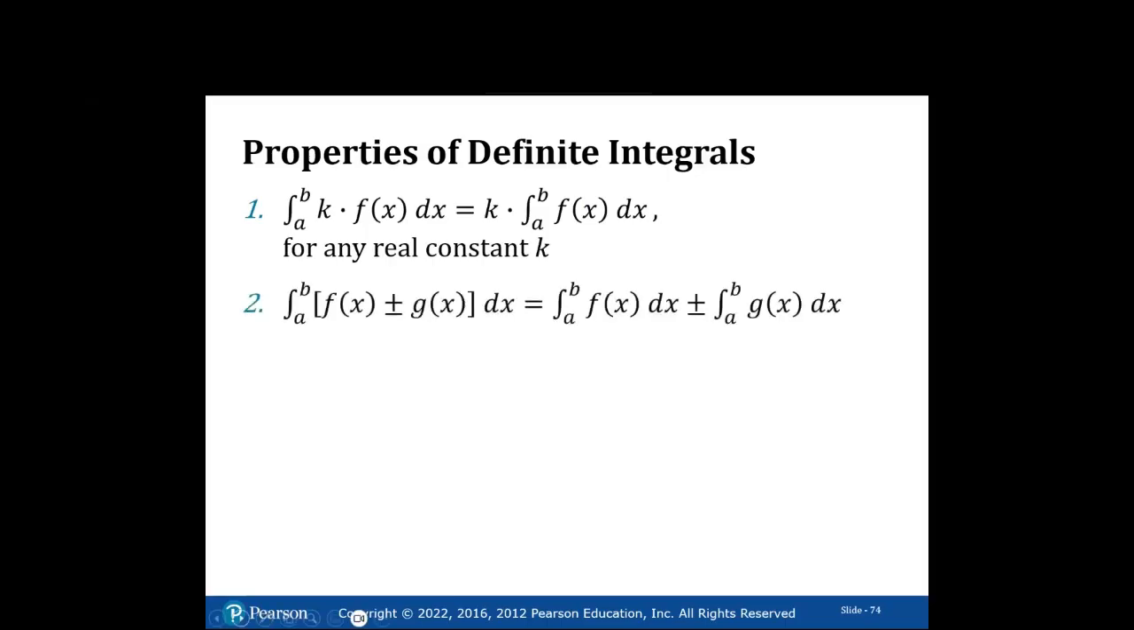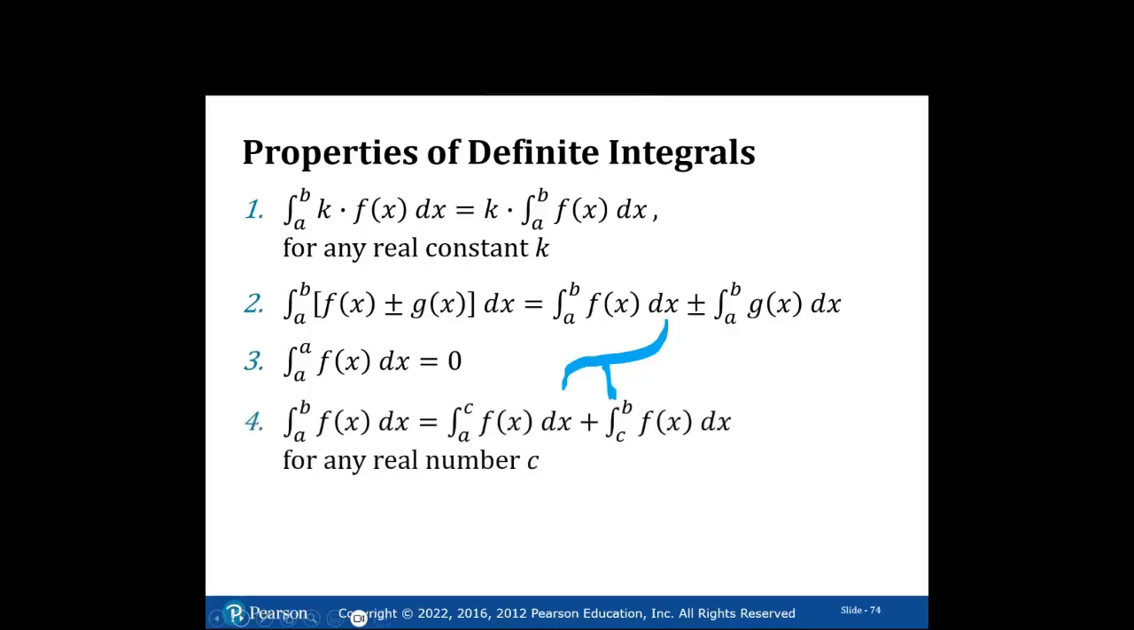If I had two functions that are adding or subtracting, I can split that into two separate integrals and then just add or subtract them. Property we've seen many times before. Here, we're saying if I take the definite integral from a to itself, then its area is 0, right? If I have a curve and I evaluate it from a to a, which is just this single point, the area is going to be 0 because it's a line, right? And that line has no area.